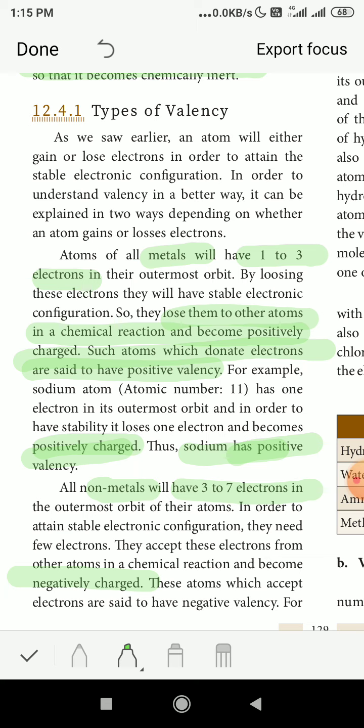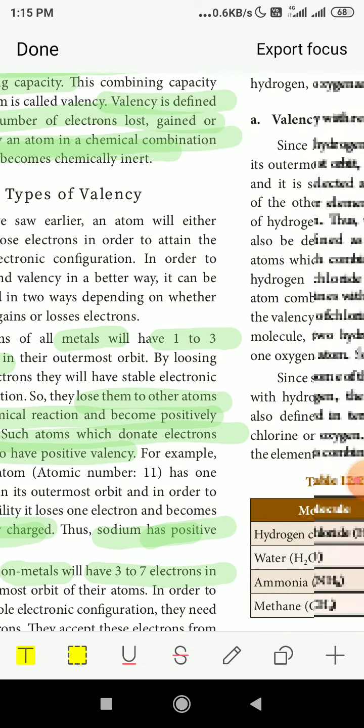Non-metals always gain electrons, so they become negatively charged. Metals always lose electrons, so they become positively charged. Those that gain are always negative, those that lose are positive. Always remember it in that way. These atoms which accept electrons are said to have negative valency. So let us underline that also. They are accepting electrons, so they have negative valency.